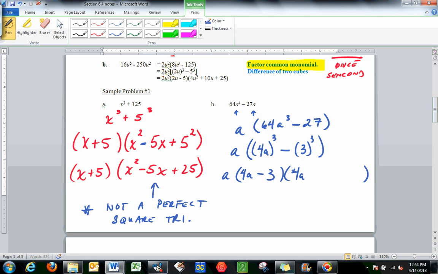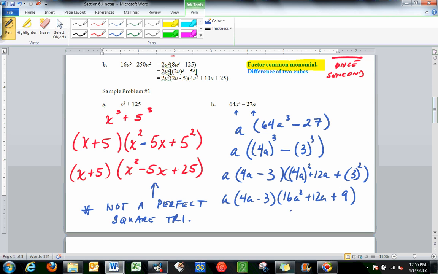Which means that I have 2 4a's left. Now keep in mind, I'm going to use parentheses here so that I make sure that I square both the 4 and the a. I don't want to just square the a part. That also means that I have 2 3's left. And then I need to multiply the first term and the second term. So 3 times 4a is going to give me a 12a. And then I'll just need to clean this up a little bit. So I have 4a minus 3, and then that's going to give me 16a squared plus 12a plus 9.